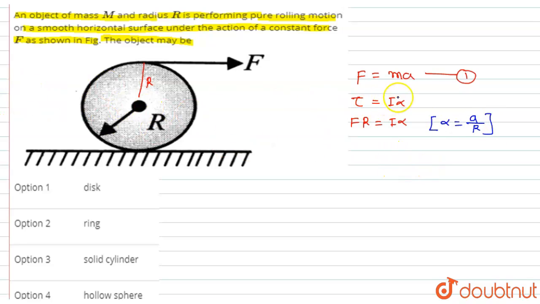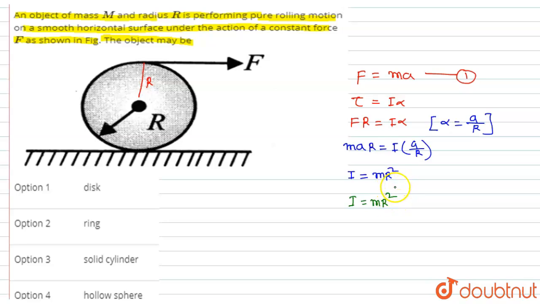So if we put this value, force is equal to mass into acceleration. So from here we can write F is equal to m into a, and F R is equal to I into alpha, where alpha is a by R. Clear? So from here, a and a cancel out. So moment of inertia I is equal to mR squared.